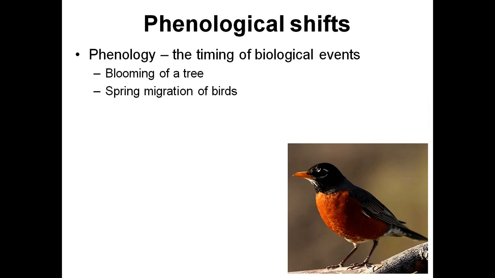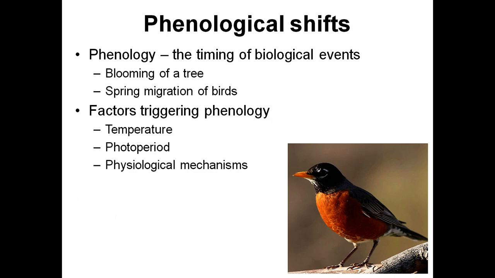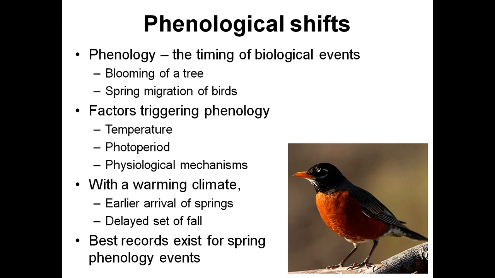Phenology. Phenology is the timing of biological events such as blooming of a tree or spring migration of a bird, and typically these phenological events are triggered by temperature, photoperiod, and in some cases physiological mechanisms governed by hormones. But with a warming climate, the spring is coming early, and the fall is setting late. And we have very clear evidence for an advancement of spring phenology from all over the world.